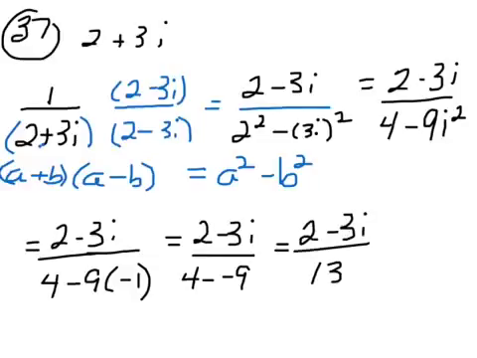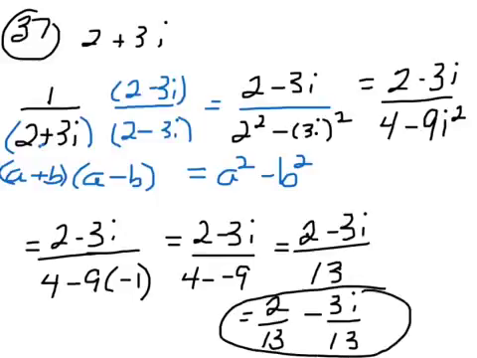Now your book goes ahead and splits it up into 2 fractions. This is a perfectly fine answer, but your book says that's the same thing as 2 over 13 minus 3i over 13. I can put each piece of that over the 13. So this is what the book answer is going to look like.